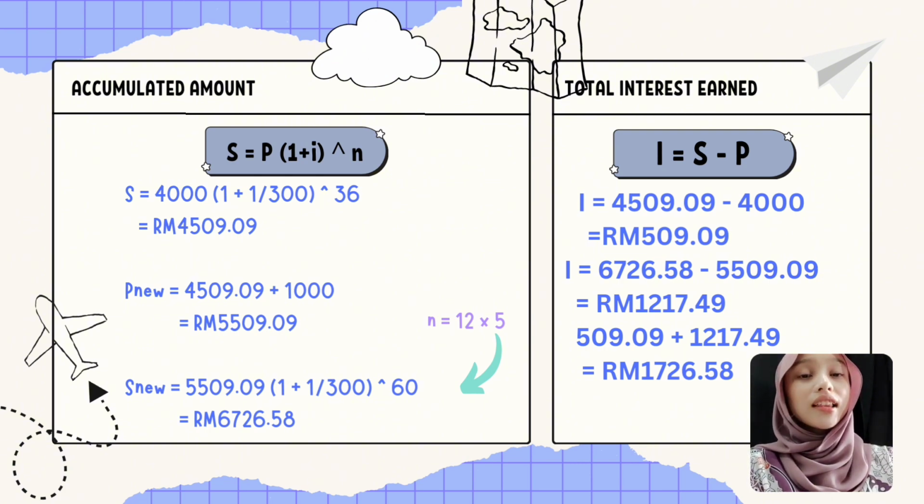So now, we can calculate the real accumulated amount. Using the new principal value, 5,509 ringgit 9 cents, open bracket 1 plus 1 divided by 300 close bracket to the power of 60 equals 6,726 ringgit 58 cents. So the accumulated amount is 6,726 ringgit 58 cents. Lastly, by using the total interest formula, accumulated amount minus principal value, the total interest earned is 1,726 ringgit 58 cents.